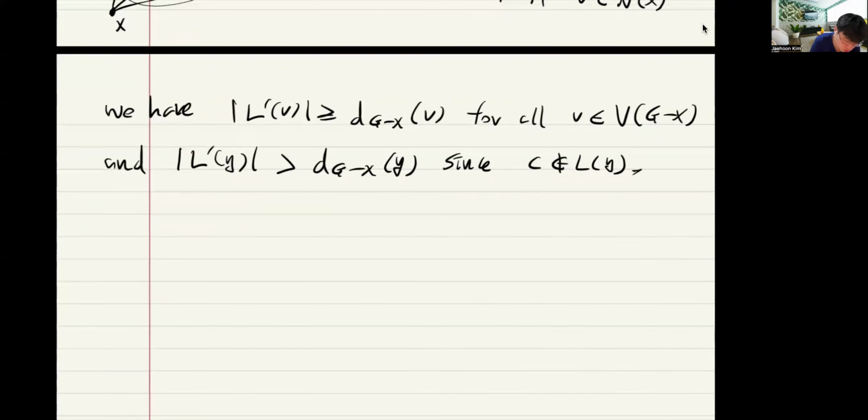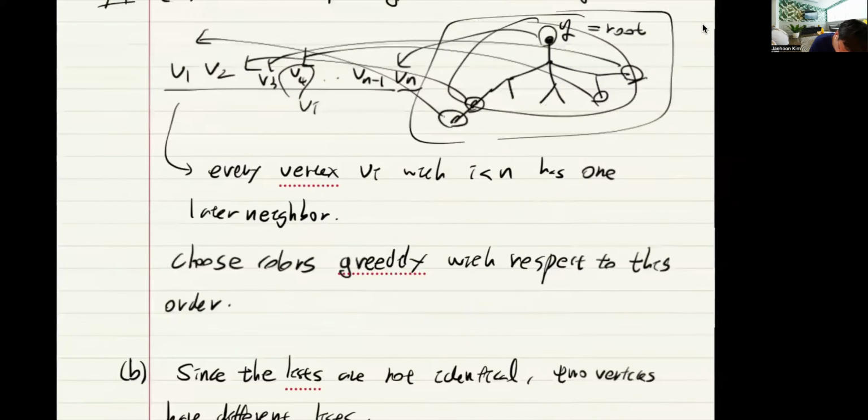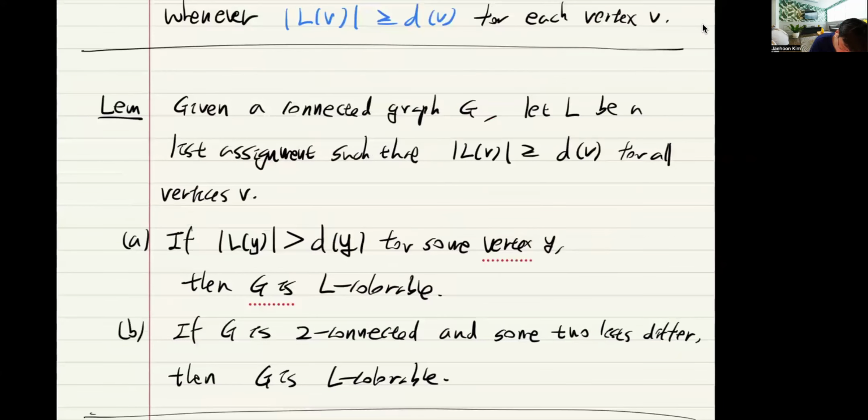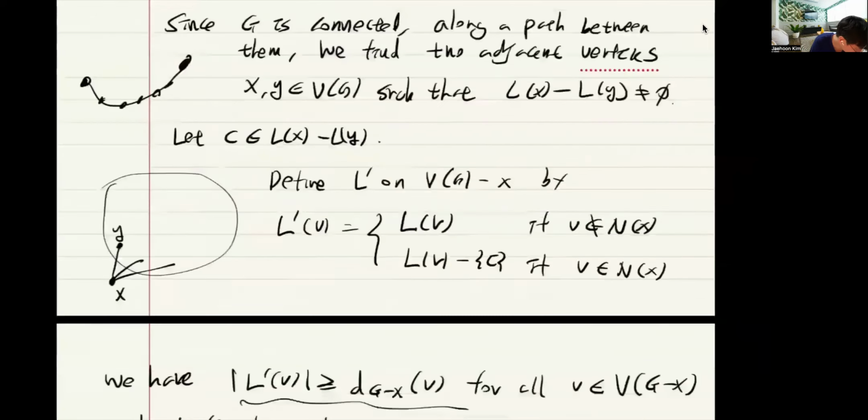But moreover, what do we know? As G is 2-connected, this G minus X is connected. So we have a connected graph which is not degree choosable. This L prime satisfies this condition, and then this Y satisfies this condition. So we can apply A.